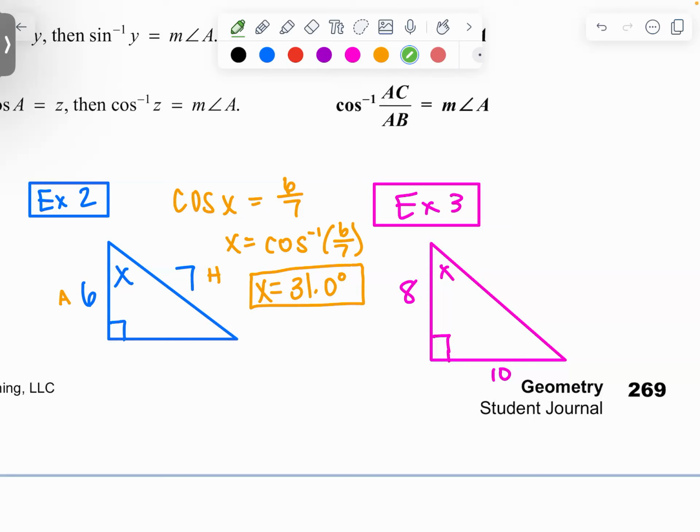Nora, what trig function do we need for example 3? All right, so the tangent of x is 10/8. In your calculator to solve for x, we can put in the inverse tangent of 10/8. And Alex, what did you get for x?